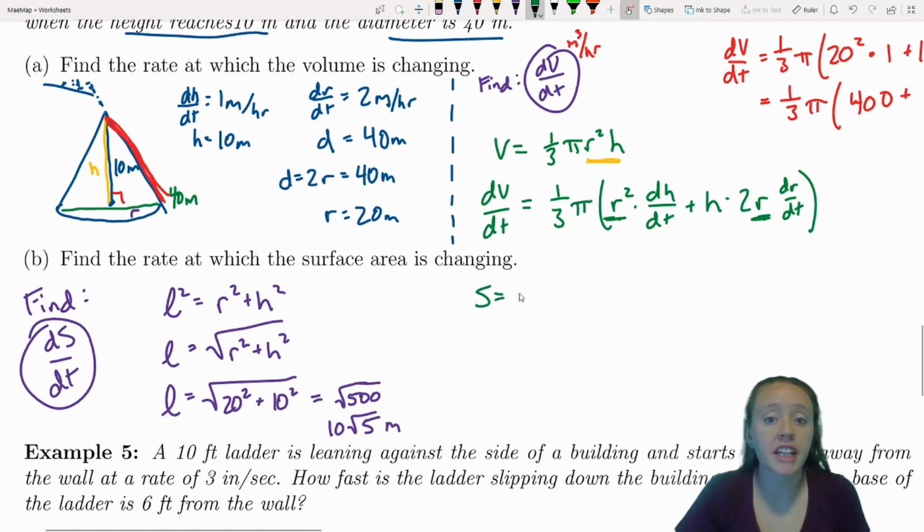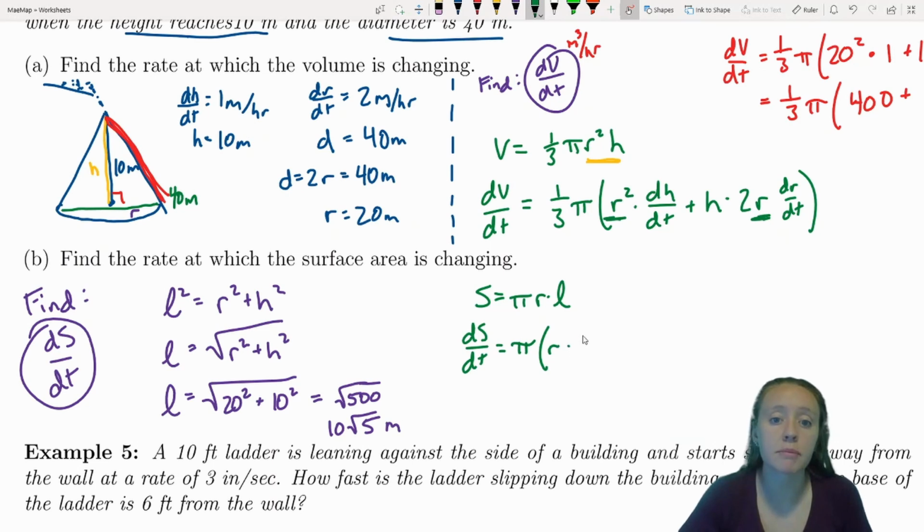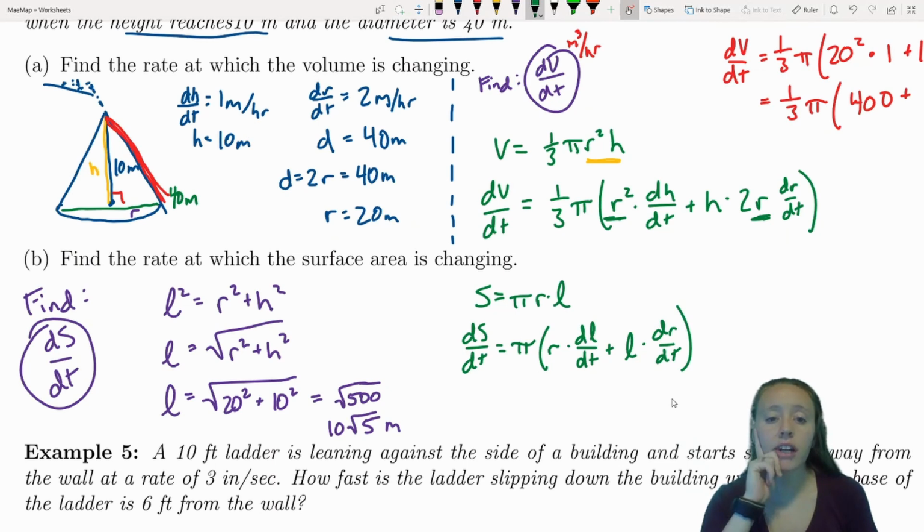So my surface area again, S is equal to pi r L. So I need to take the derivative with respect to time. So dS/dt is going to equal pi times, I got a little bit of product rule here. First, r times the derivative of the second, dL/dt, plus second, L times the derivative of the first, dr/dt. We still don't have all the information we need.